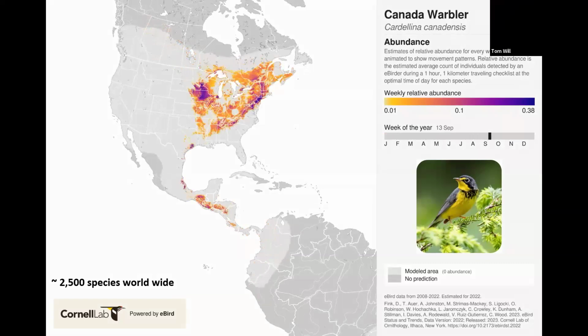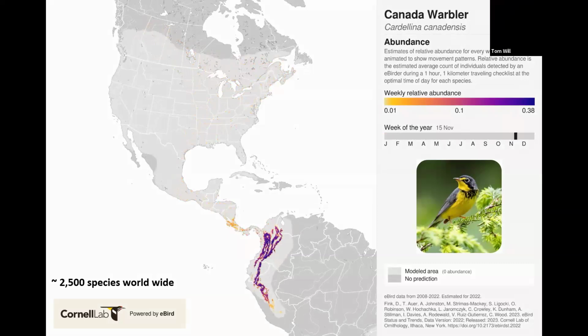So this is weekly relative abundance throughout the entire year, the full annual cycle. This is for Canada Warbler. And we now have this information, maybe not for the entire year, because not all species migrate, but we have this for about 2,500 species worldwide.